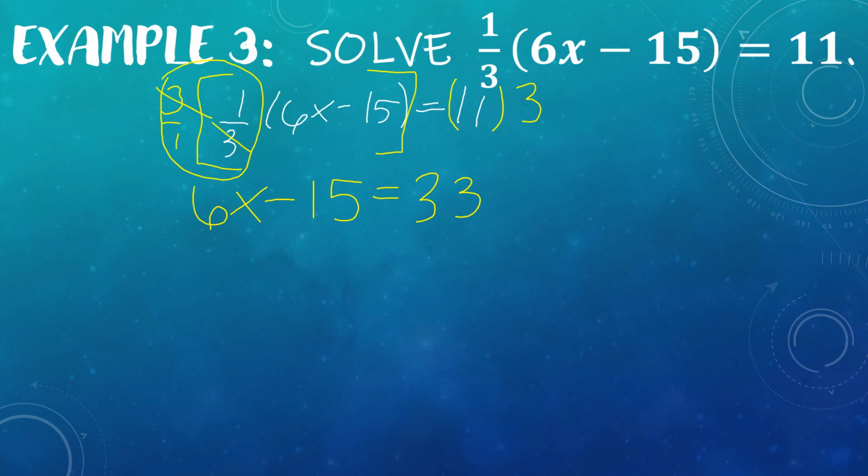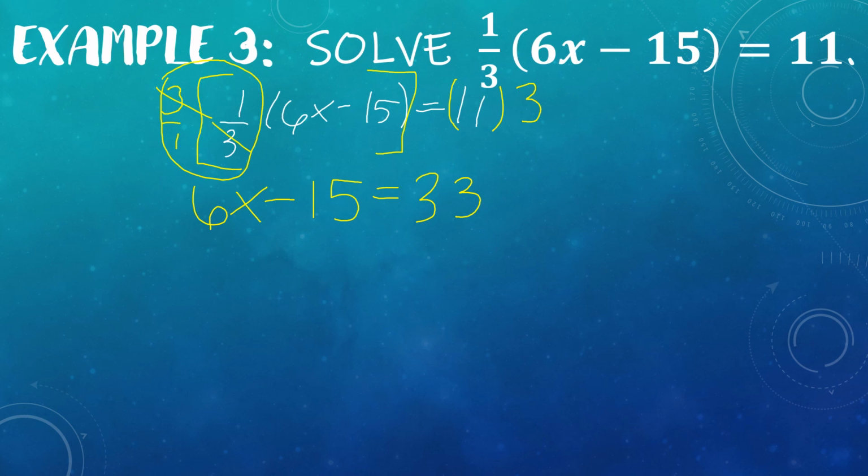Now this looks just like our first example. We have no parentheses now because multiplying by the LCD got rid of them. We have no like terms on the left side. We have no like terms on the right side. So now we are going to get our variables to one side, which they already are because there's only one variable, 6x. And then we're going to get that negative 15 over to the right side.